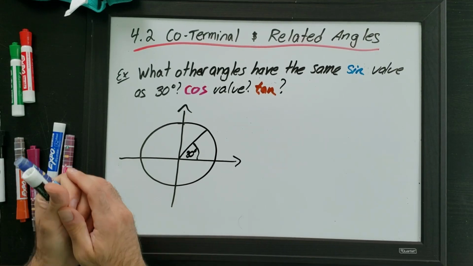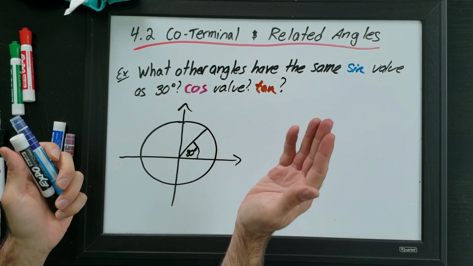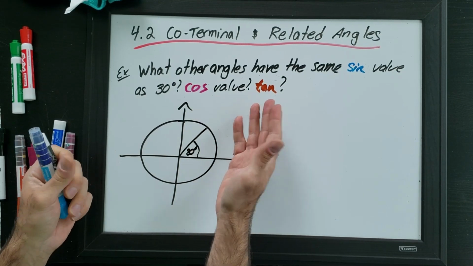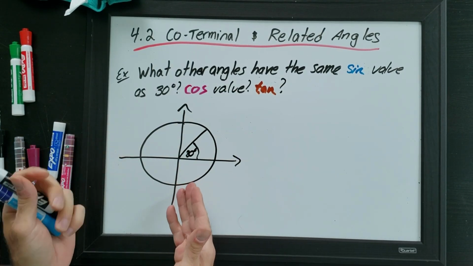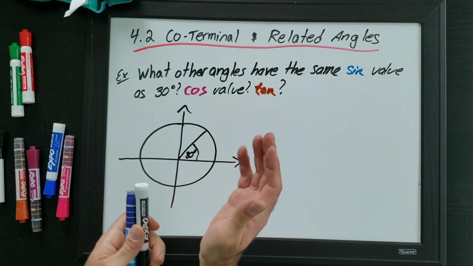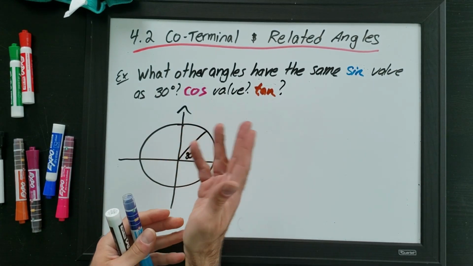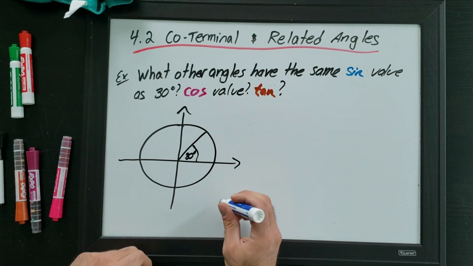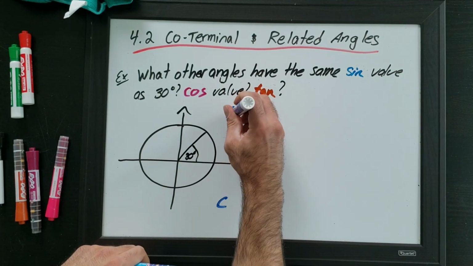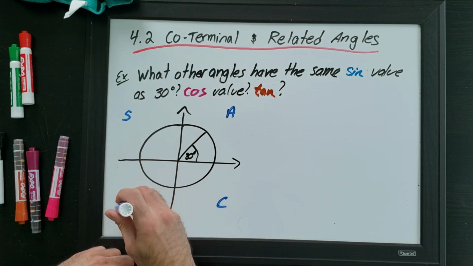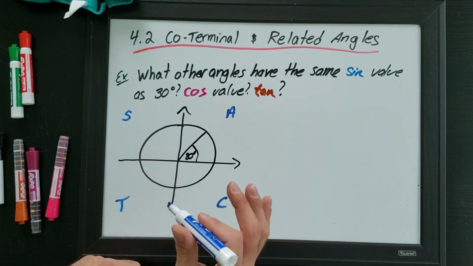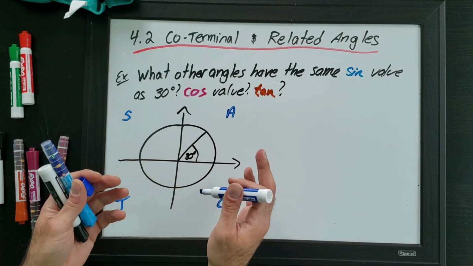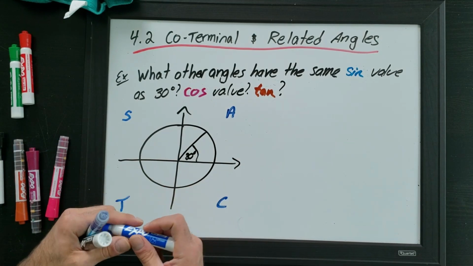Okay, so here we want to determine what other angles have the same sine value, cos value, and also tan value as 30 degrees. So here's my diagram with 30 degrees. And we're going to use the related angles to figure out where else these things are the same. So let me bring your attention to the CAST rule again. You're going to be using this every single time. CAST, forever, for trig. We need to know for each quadrant if it's positive or negative. It's a very important thing to know.